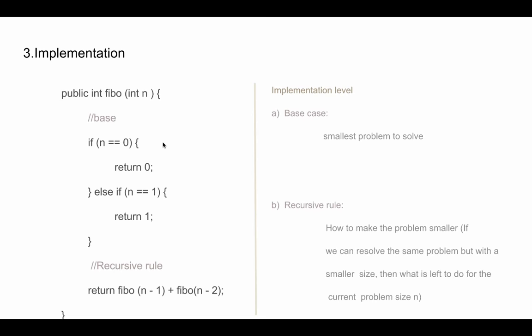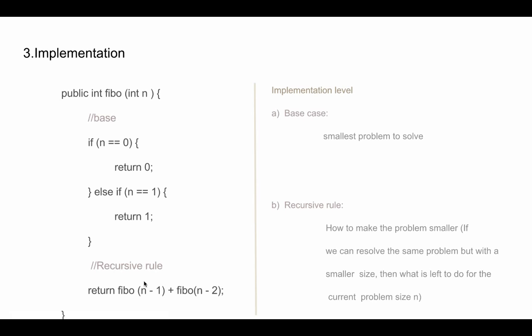When we do the implementation, it will look like this. The first thing is we have to write our base case, and the second part is our recursive rule. The base case is the smallest problem, and we know the answer to the smallest problem. For example, f0 is 0 and f1 is 1. If we don't have this base case, our recursive call will just keep calling, and then it will become a stack overflow. So this is the most important thing we have to think about when we write recursion.